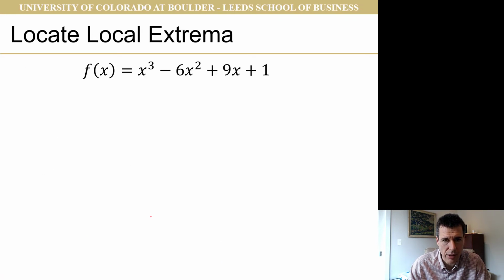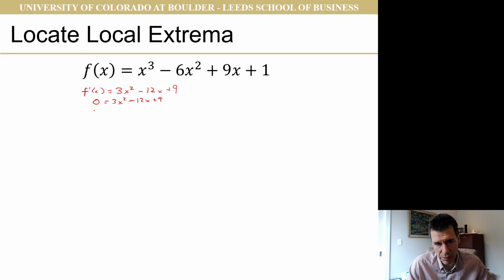So let's do a couple problems. We have f of x equals x cubed minus 6x squared plus 9x plus 1. Locate local extrema. What do we do? We find the critical numbers first. So if we want to find the critical numbers, we take the derivative. F prime of x equals 3x squared minus 12x plus 9. Set the derivative to 0. 0 equals 3x squared minus 12x plus 9.